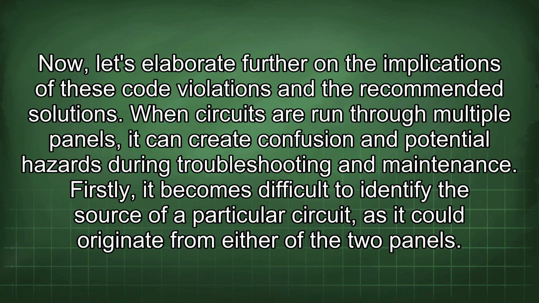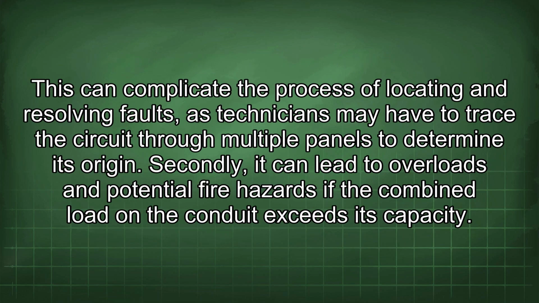Now, let's elaborate further on the implications of these code violations and the recommended solutions. When circuits are run through multiple panels, it can create confusion and potential hazards during troubleshooting and maintenance. Firstly, it becomes difficult to identify the source of a particular circuit as it could originate from either of the two panels. This can complicate the process of locating and resolving faults, as technicians may have to trace the circuit through multiple panels to determine its origin.